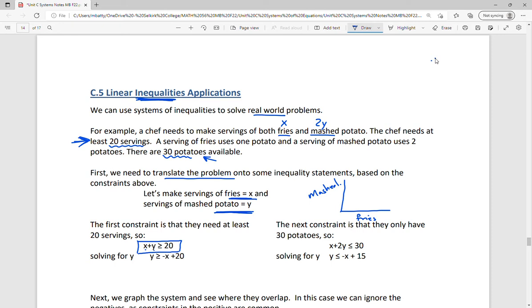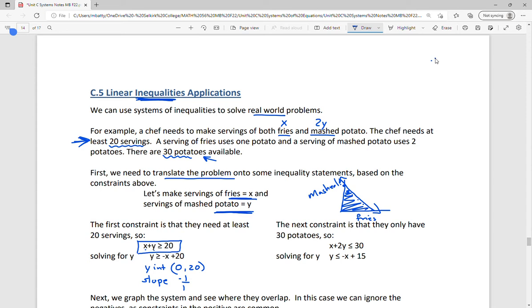Now, that doesn't help us out very much. If we put it into mx plus b form, we could see that our y-intercept is 0 and 20, right? Like where it touches the y-axis. And the slope for this is -1 over 1. And so we could graph that out as a linear inequality, right? We could shade the half plane and graph that out.